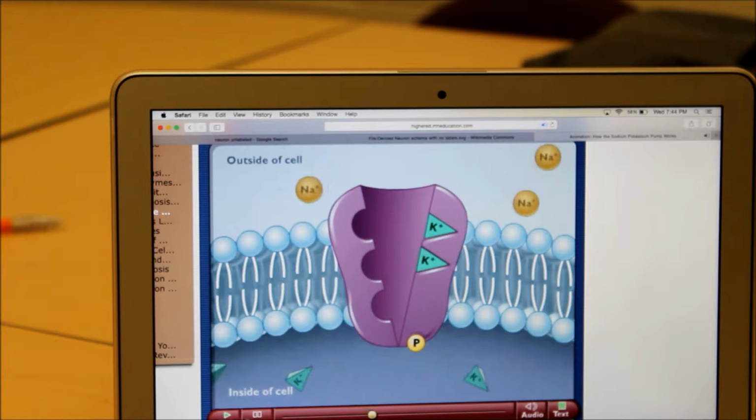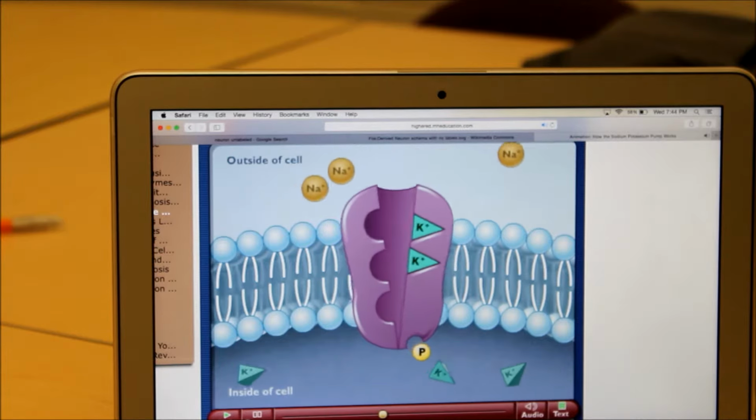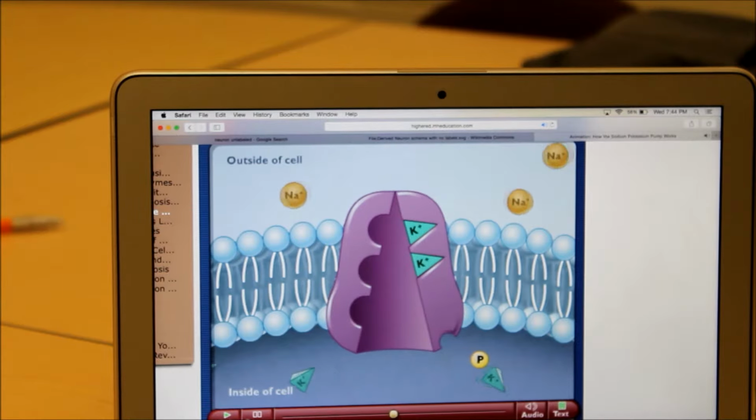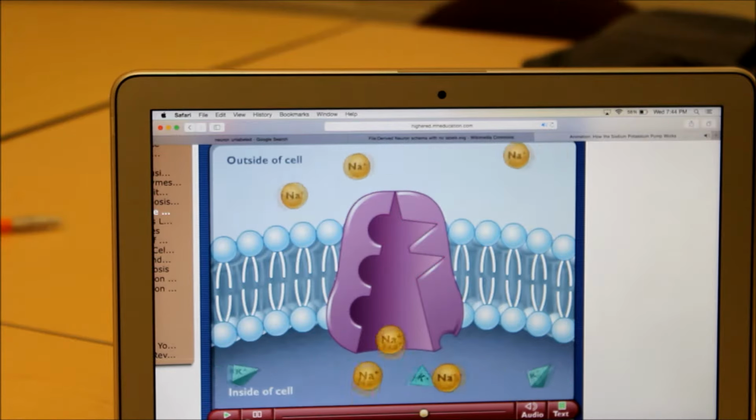The phosphate is then released, which allows the structure to go back to its original form, and then potassium is released back into the cell body. And by all of this happening, it allows the cell to be at negative 70 millivolts, which is the resting state.